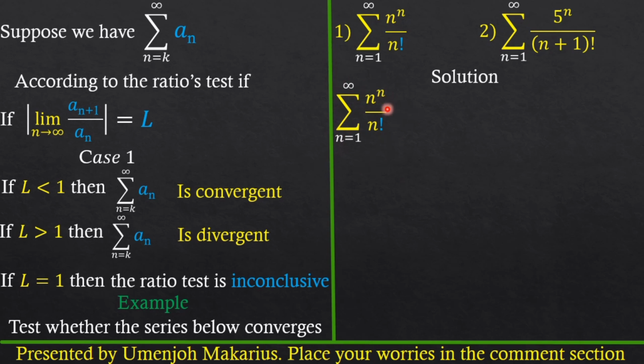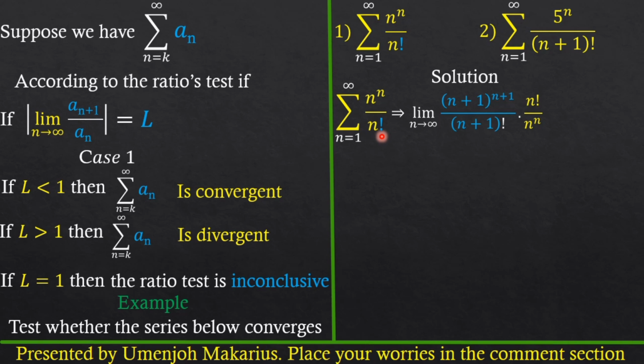So it is positive, so we don't need the absolute value. In this case, guys, we're going to be looking at the limit as n goes to infinity of a_{n+1}, which is simply going to be n. Anywhere we see n, we just replace it with n plus 1. So we have (n+1) raised to the power n+1 over (n+1) factorial, divided by a_n.